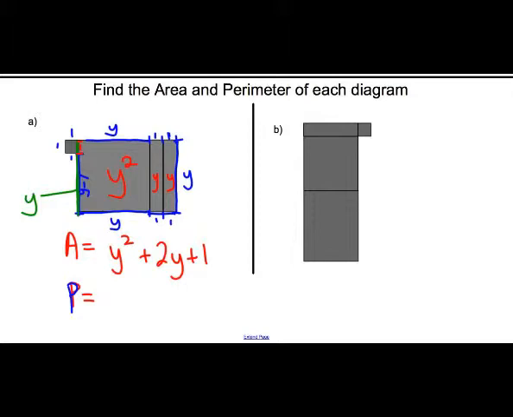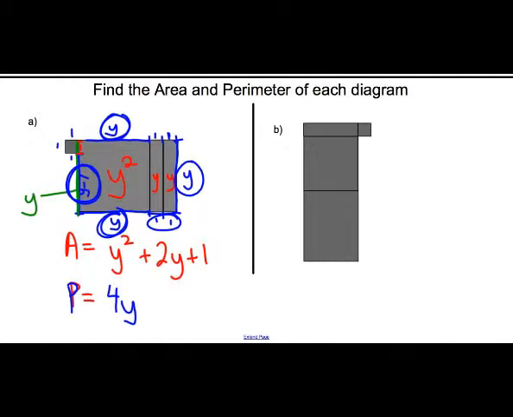So altogether, for my perimeter, I'm going to add up all these blue lengths. So every blue length that you see. So let's see what we have. How many y's? We have y, y, another y here, another y here. So altogether we have 4 y's. Okay, we want to remember that minus 1 as well. So let's take a look for that minus 1.